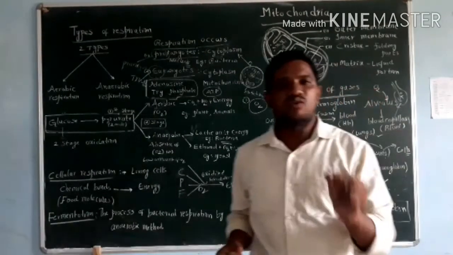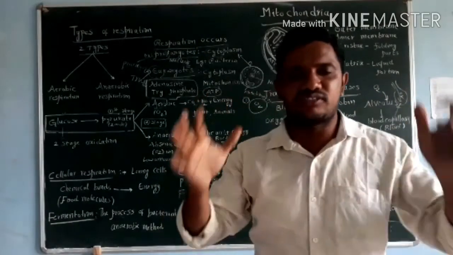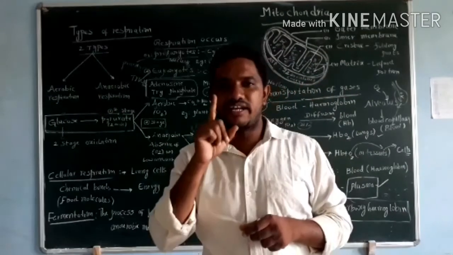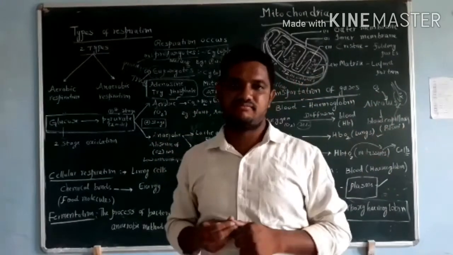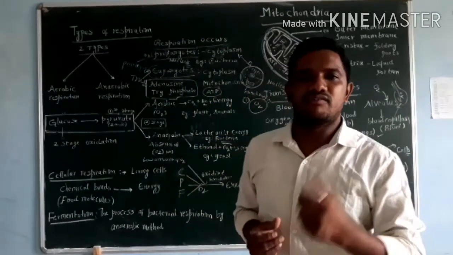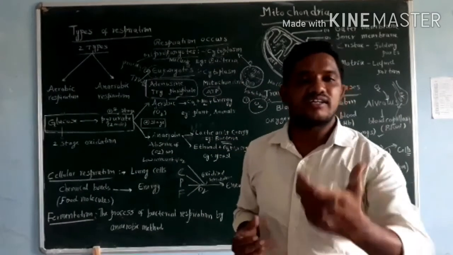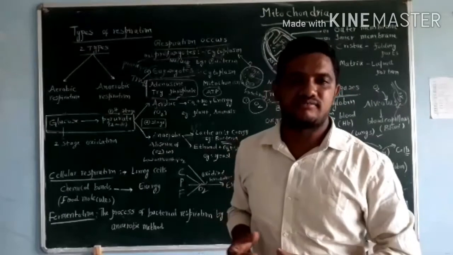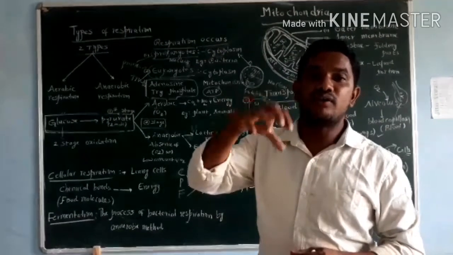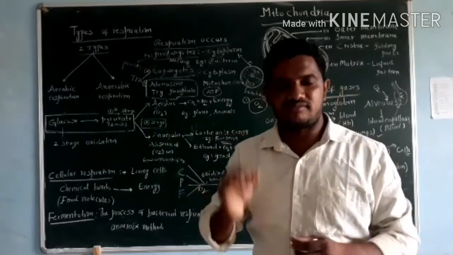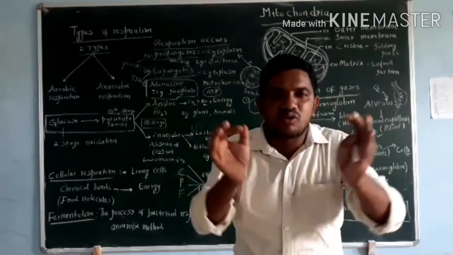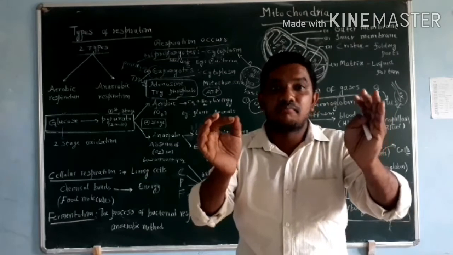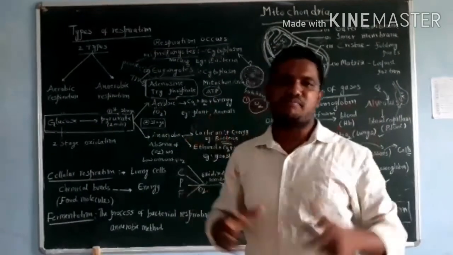ATP means adenosine triphosphate, very important. 1 ATP is equal to 7200 calories of energy. The liquid portion of the mitochondria is called the matrix. The folded parts of the mitochondria are called cristae. The protective parts of the mitochondria are called membranes: outer membrane and inner membrane.